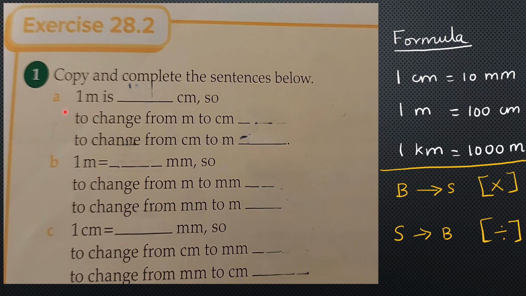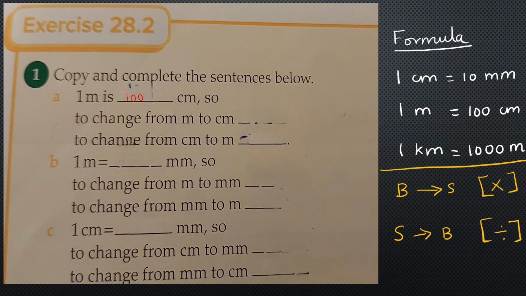So let's come back to the question. What is that A question? 1 meter is dash centimeter. Okay, so 1 meter equals to how many centimeter? That is 100 centimeter. We need to remember this formula. Now, I'll just write the answer here. 1 meter equals to 100 centimeter.